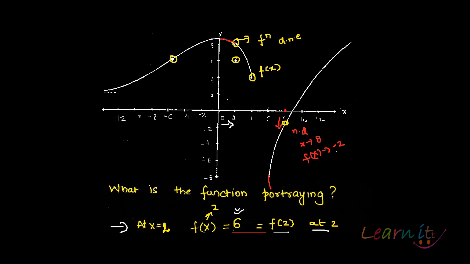Now one point is left, which is minus 6. Let us observe minus 6 also. At minus 6, the functional value equals 6, and so is the limit. The function is actually approaching that limit.